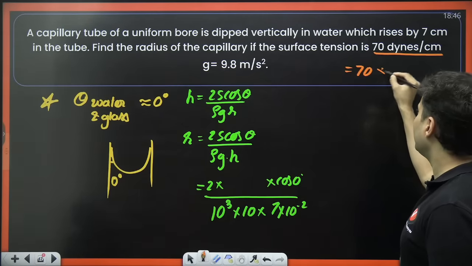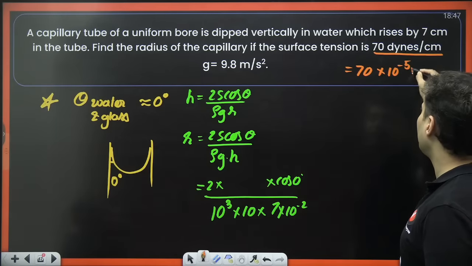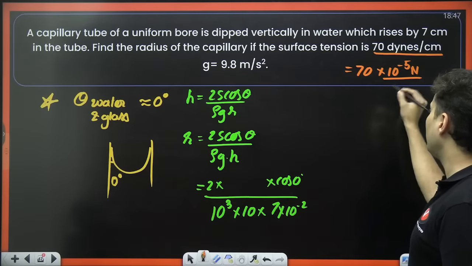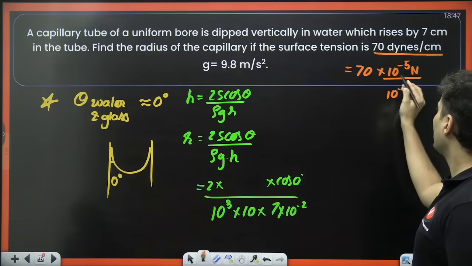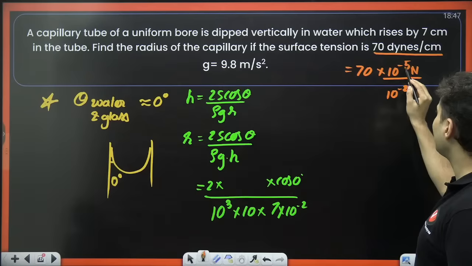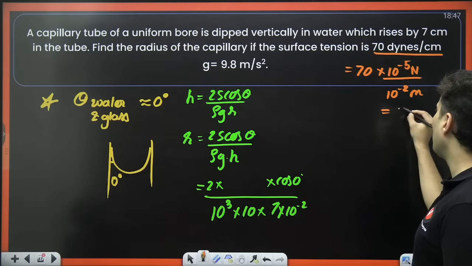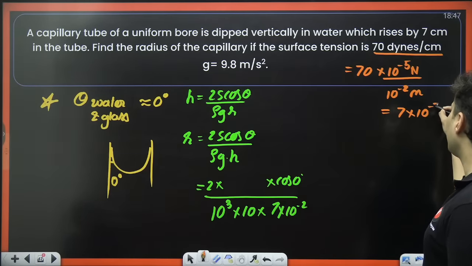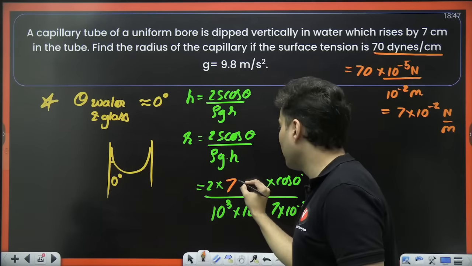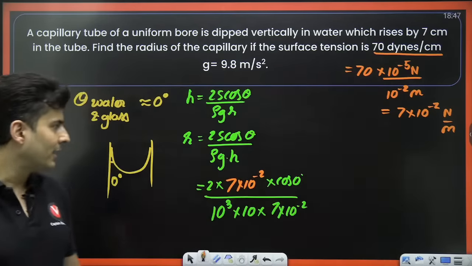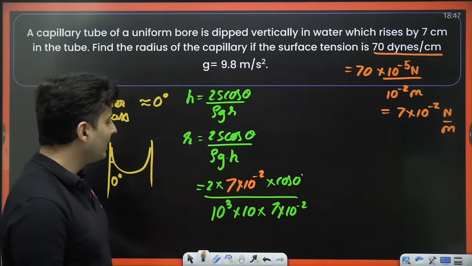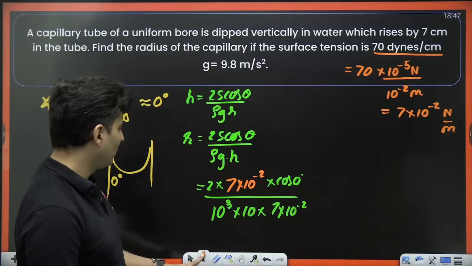1 dyne is 10 to the power minus 5 newton, and per centimeter, 1 centimeter is 10 to the power minus 2 of a meter. So minus 2 minus 5 becomes minus 3. With 1, 0 will become minus 2. So 7 into 10 to the power minus 2 newton per meter. So I will put over here 7 into 10 to the power minus 2. This will give me the radius. 7, 7 will cancel all those things.